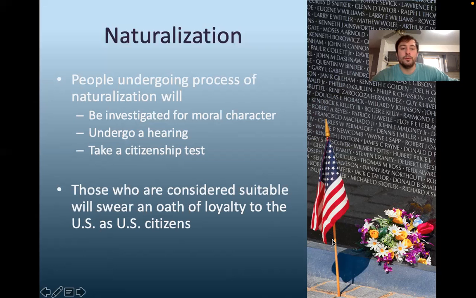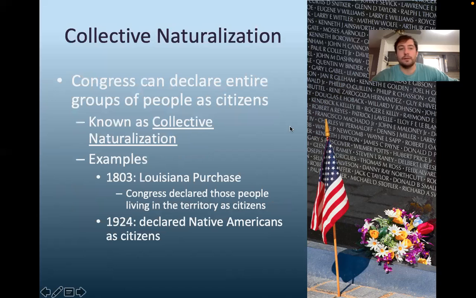Those who are considered suitable will swear an oath of loyalty to the U.S. as U.S. citizens. So I already talked about this a little bit. Collective naturalization is really how the government extends naturalization and citizenship to people living in a territory that the United States may have acquired. They can just do this all at once, right? They don't have to go through the process of naturalization, because this is a huge territory where many, many people live, and we can just acquire it all at once, okay? And we can understand that these people will become US citizens as we are gaining this territory.